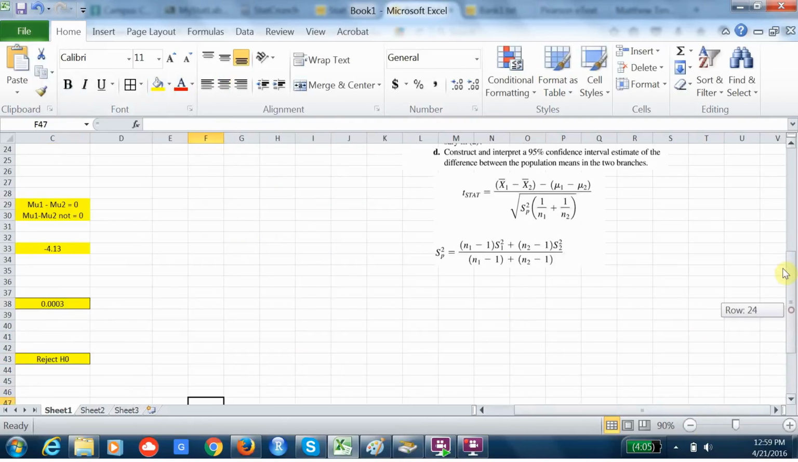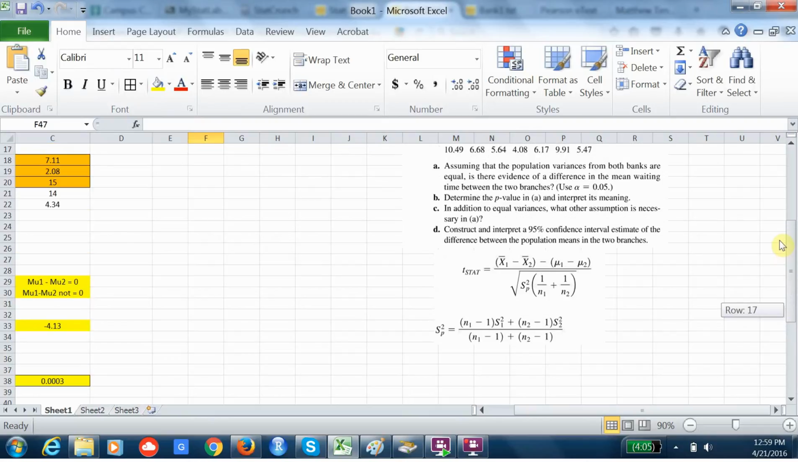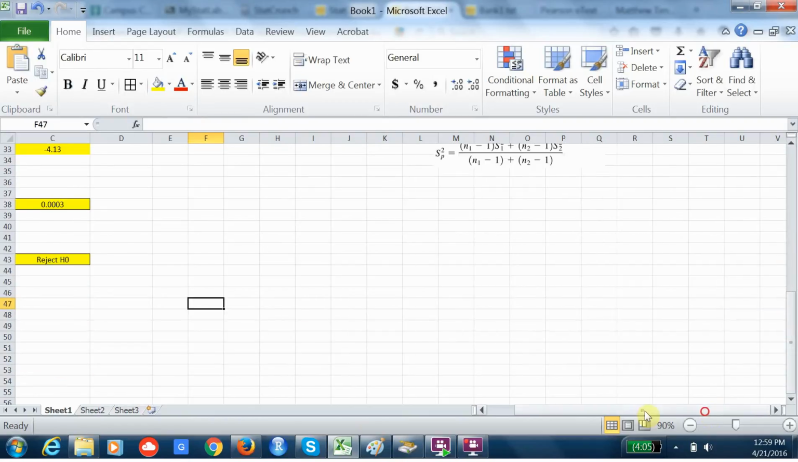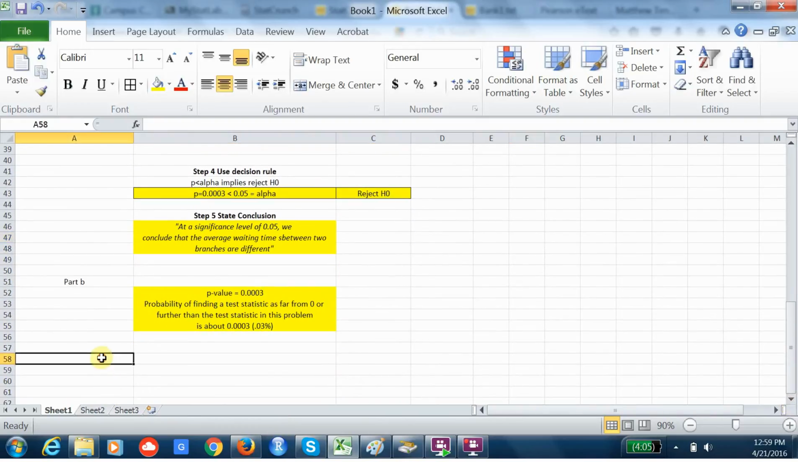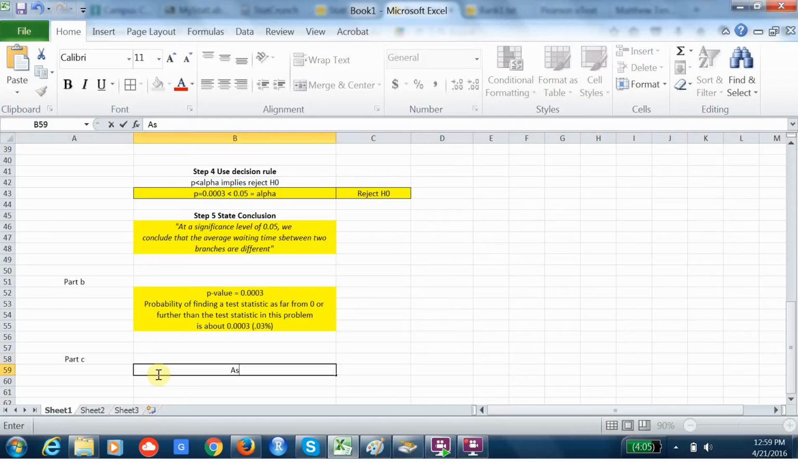Part C is saying, in addition to equal variances, what other assumptions are necessary? Well, there are a few other assumptions we need, right? We need to know that the data is normally distributed. So there's two more assumptions we need. The first assumption is that the variances are equal.